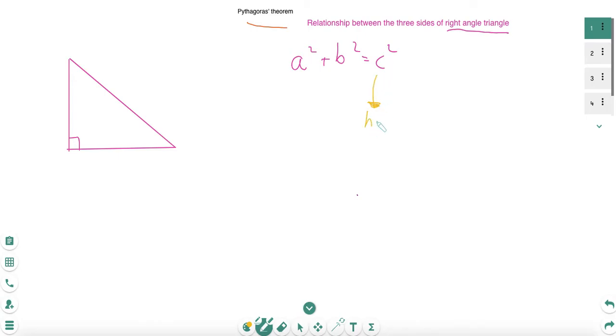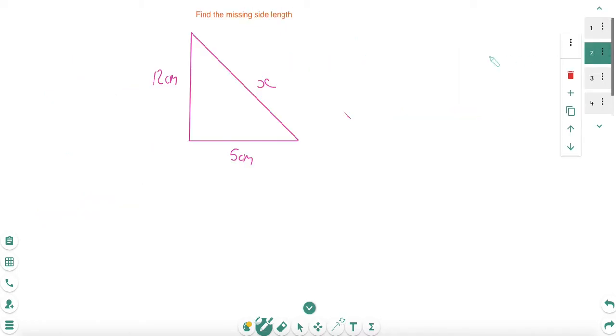C is always the hypotenuse, or the diagonal side, alright? So this will be C, and A and B don't really matter. A can be the vertical side or it can be the horizontal side, and B can be the vertical side or horizontal side, as long as C is always the diagonal side. And the theorem goes that the square of the A side, so A squared, plus the square of the B side always equals the square of the C side. Okay?